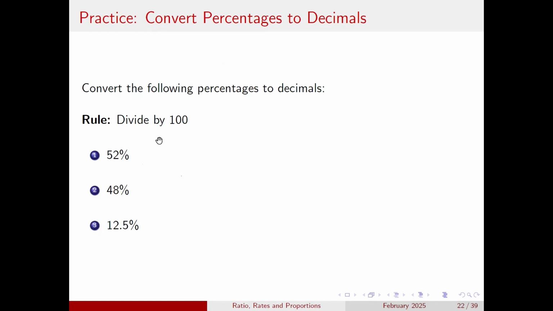So practice, convert the following percentages to decimals. Keep the rule in mind. Converting from percentage to decimal means that you're dividing by 100. Now, one clue you can use is to note that this is 52%. So you're writing this as 52 and assume this to be 100. So 52 all over 100, okay? And then at this point, decimal place is here. We move it 1, 2. We have 0.52.